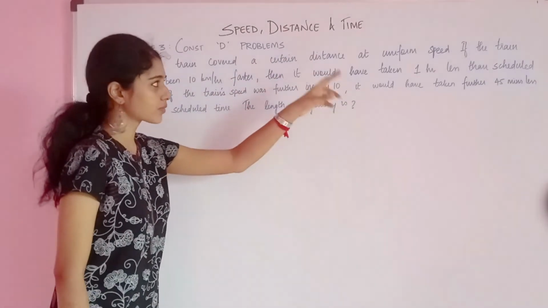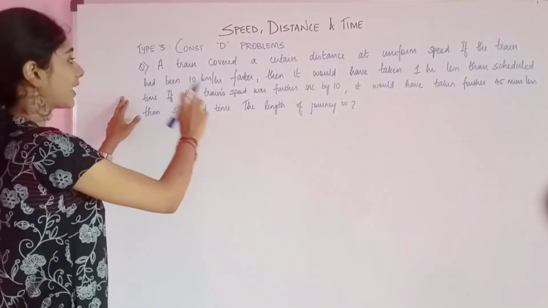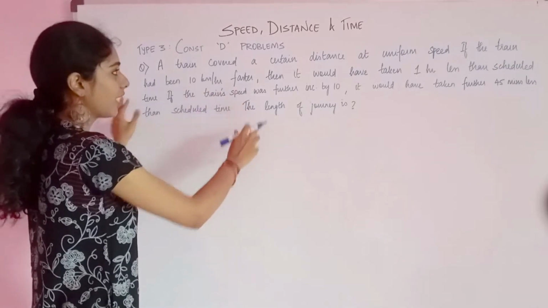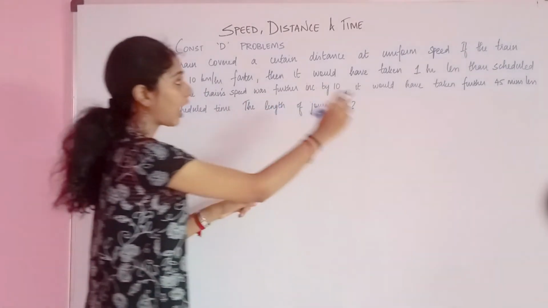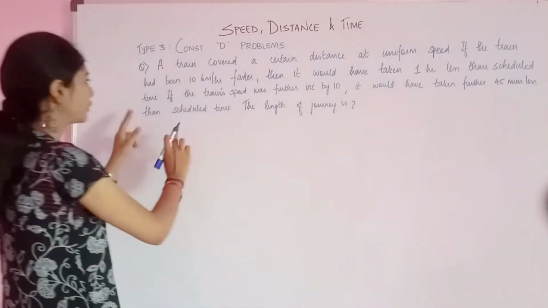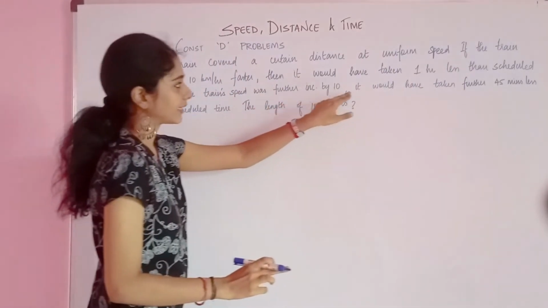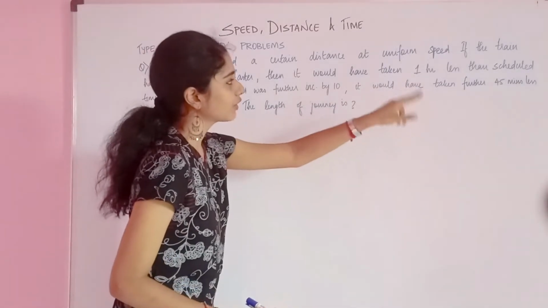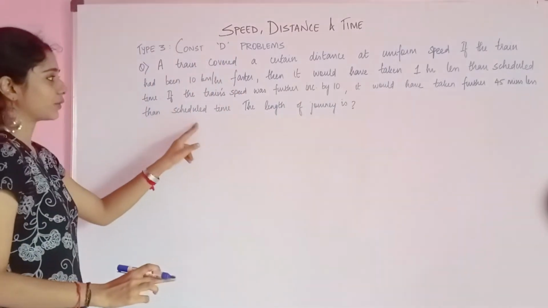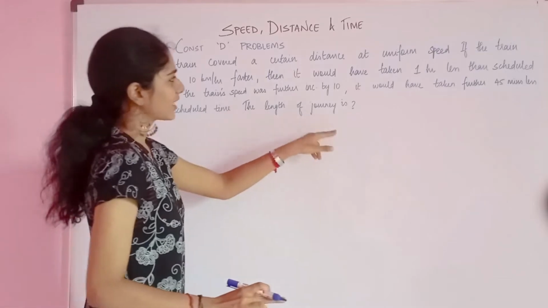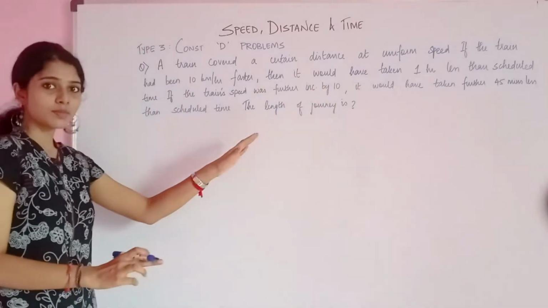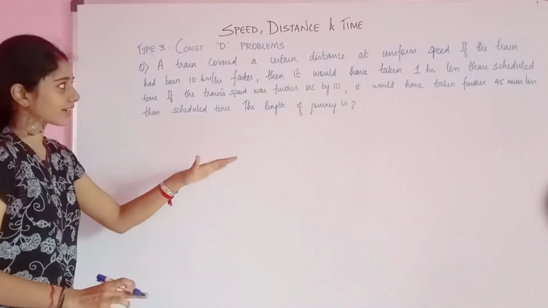distance at uniform speed. If the train had been 10 km/h faster, then it would have taken 1 hour less than the scheduled time. If the train speed was further incremented by 10, it would have taken a further 45 minutes less than the scheduled time. So the length of the journey is what? This is quite similar to the previous question that we had studied, okay?